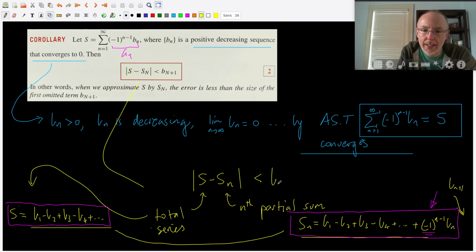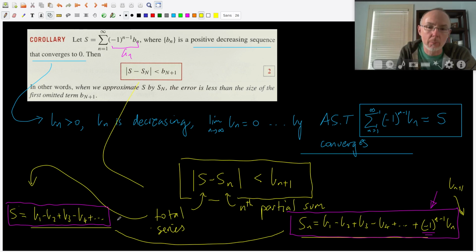So what this is telling us is that the first term that I ignored when I built the nth partial sum, that number is a bound on the error. So the difference between the nth partial sum and S itself, the total sum, is no bigger than the positive piece of the first term I ignored. Let's do an example and see how that works.